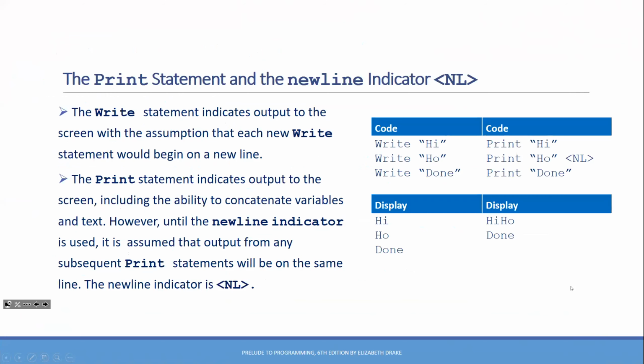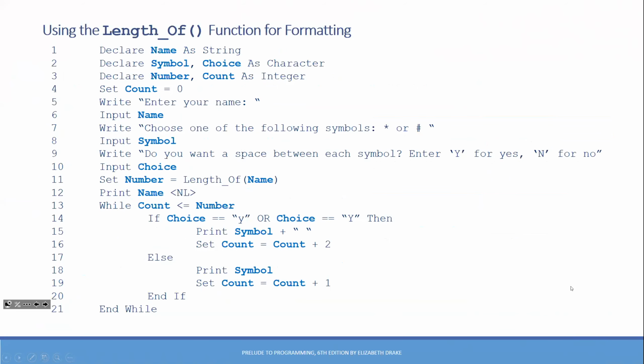Now we've done this also. We did our print statement with the \n, the new line indicator, so that we could go on to a new line. We also did some output with the \t, the tab indicator, so that we could indicate a tab character. So in this example, this is a lot like the one we're going to work on next time as our lab. They're using the length of function to format some things. So let's see what's going on here.